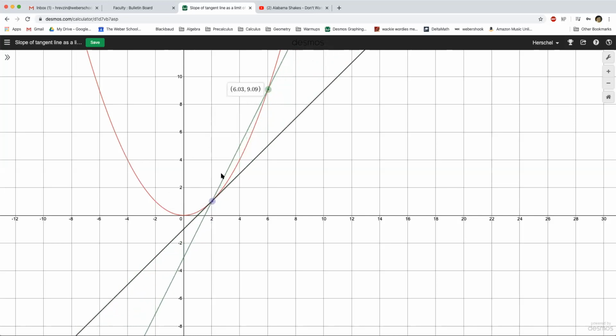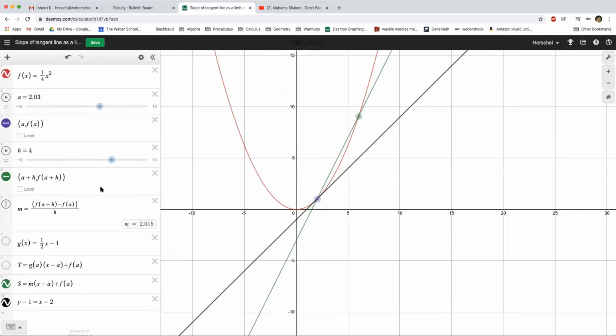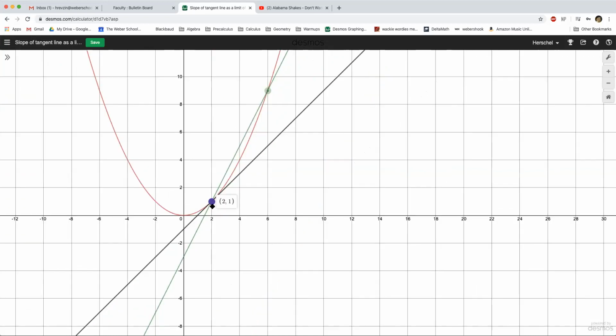Basically, this point is 2.03 and 1.03, that's my problem. That's why these things aren't exactly right. If this point is 2, 1, and this point is 6, 9, what I'm going to do is say what happens as the 6 gets closer and closer to the 2 is that the lines become the same line and the slopes become the same.